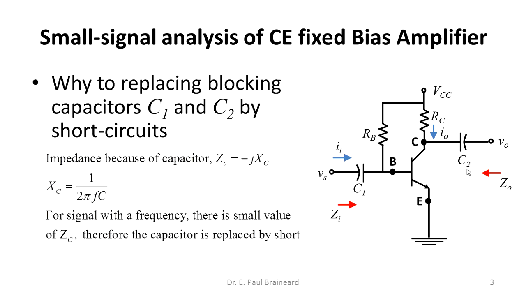For example, the impedance offered by a capacitor is given by the expression Zc equals minus jXc, where Xc equals 1 by 2 pi fC. Now substituting the values of C and f, the value of Zc will be very small. Therefore, you can comfortably replace the capacitor by a short circuit for performing signal analysis. What I mean to say is, for a signal voltage with a definite frequency, the capacitors C1 and C2 can be replaced by short circuits.